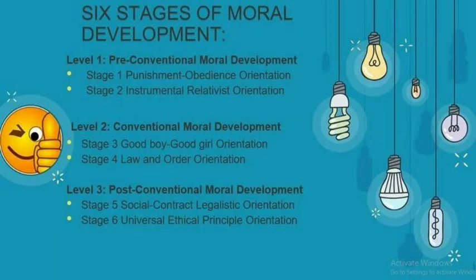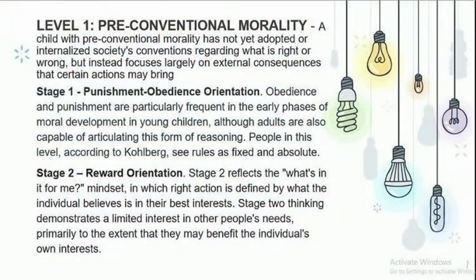So these are the six stages of moral development, and these stages will be discussed later on. So level 1, pre-conventional morality. A child with pre-conventional morality has not yet adopted or internalized society's conventions regarding what is right or wrong, but instead focuses largely on external consequences that certain actions may bring.